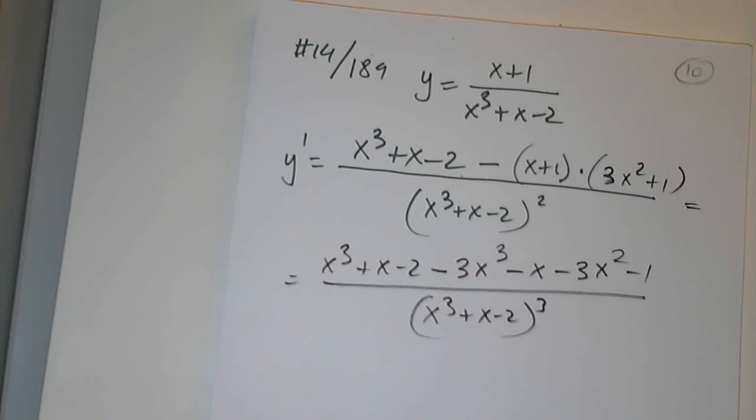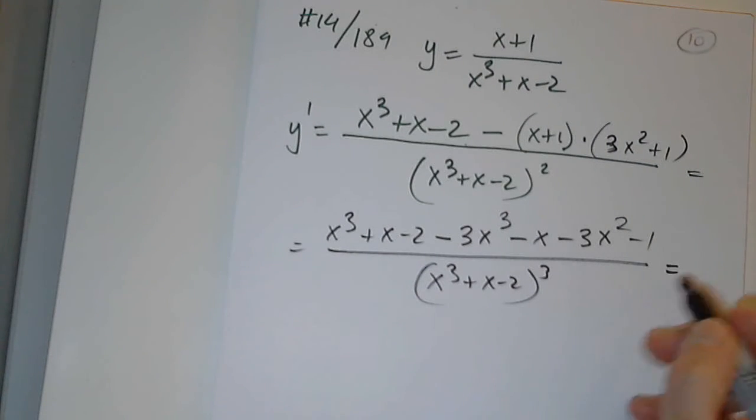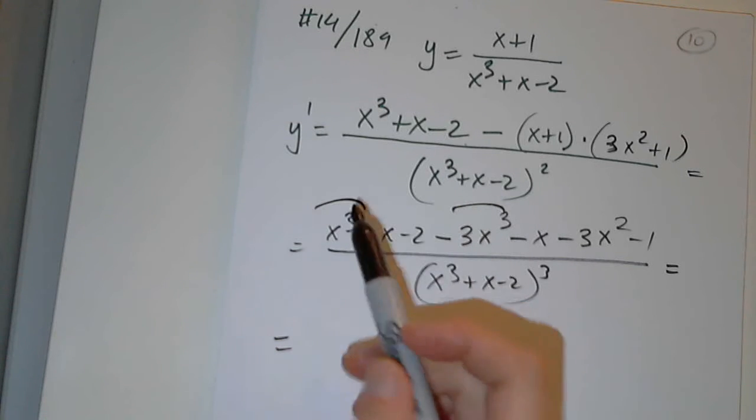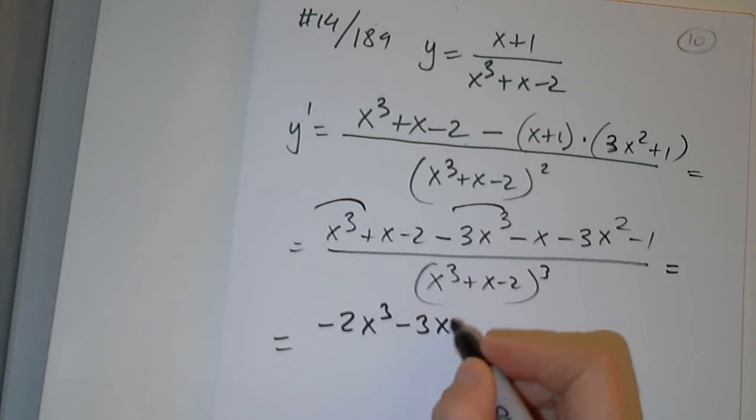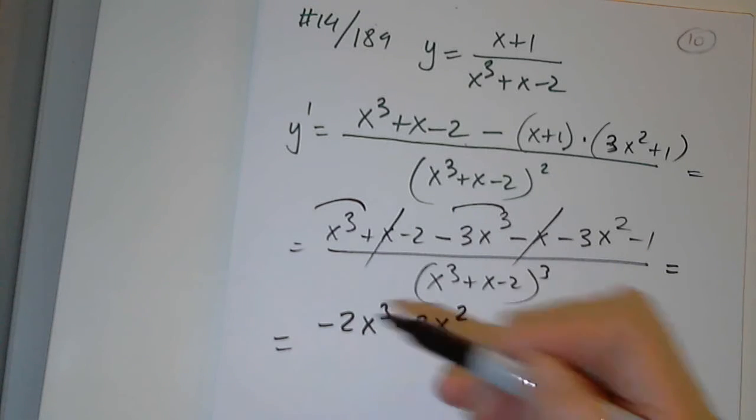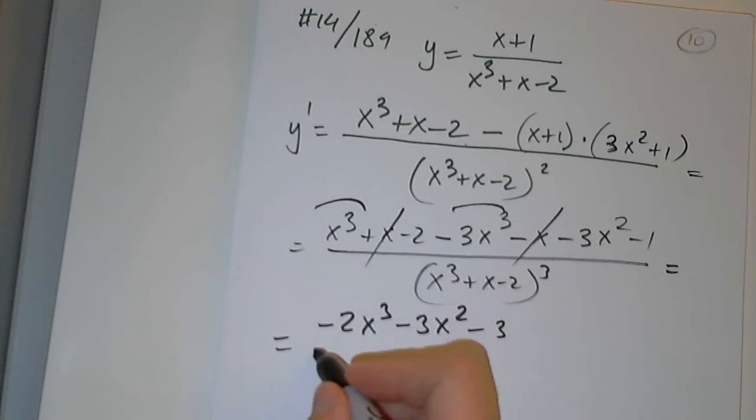So I distributed x to 3x squared plus 1. And I distributed 1 to 3x squared plus 1. And now I combine like terms. I start with a degree, which is this. So this is negative 2x cubed. Then I continue with negative 3x squared. Luckily, these two go away, and then minus 3.